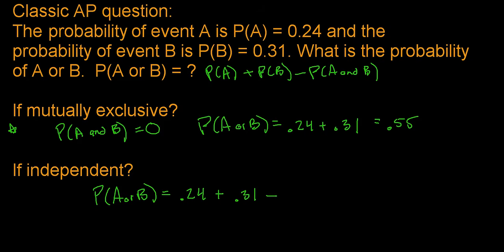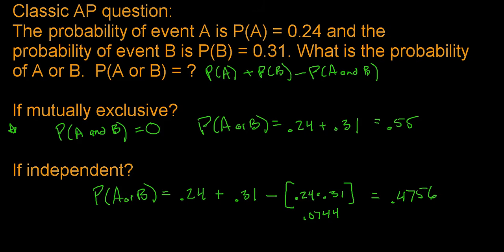Now, if you're independent, what do I know about the probability of A and B? Well, if you're independent, only then can I multiply. So the probability of A and B would be 0.24 times 0.31. Now, 0.24 times 0.31 is 0.0744. Okay, that means that the final answer for the probability of A or B is 0.24 plus 0.31 minus 0.0744, or 0.4756.